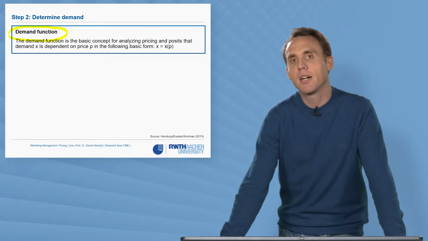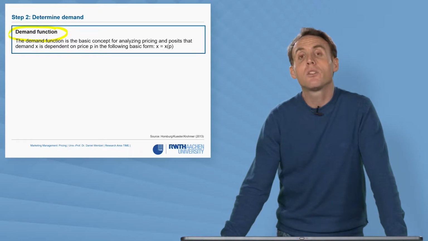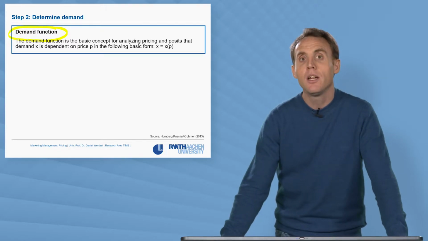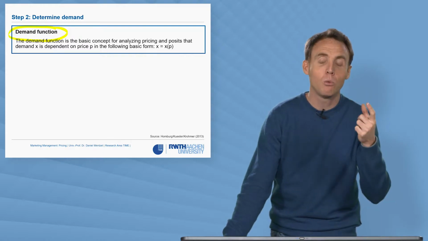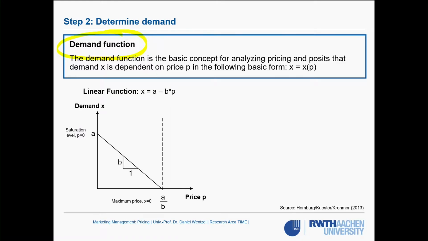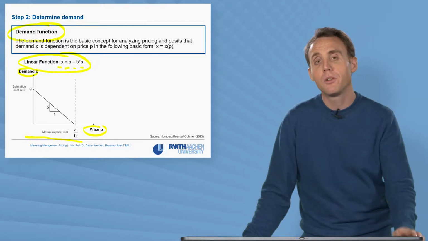Apart from that, on an analytical level, you need to have some kind of idea or notion about the functional relationship between X on the one hand and P on the other hand. The most simple form to think about that is to assume that demand and price are related in a linear function. Meaning demand X is a function of A minus B times P, and P being the price. This is also what you see down here in the graph, where price P is on the x-axis and demand X is on the y-axis, showing a linear relationship between X and P. Let's look at the different components of the linear function.